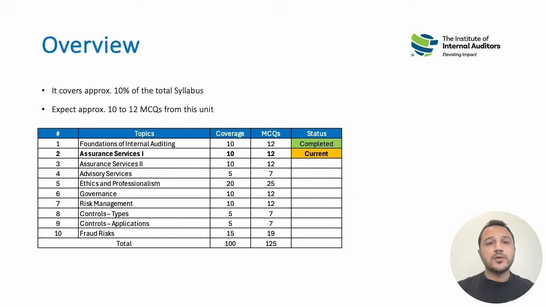Similarly, expect 10 to 12 MCQs from this section, and after this we will be going through some more types of audit assurances that internal audit performs. Remaining areas would be advisory services, ethics and professionalism, and GRC, governance, risk management and controls, and lastly fraud risk is the last unit of the CIA Part 1 syllabus.